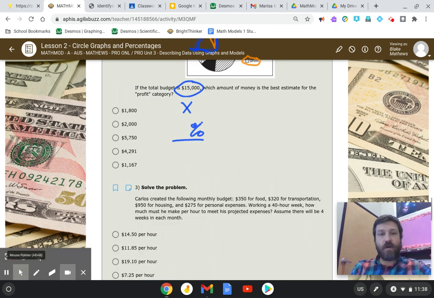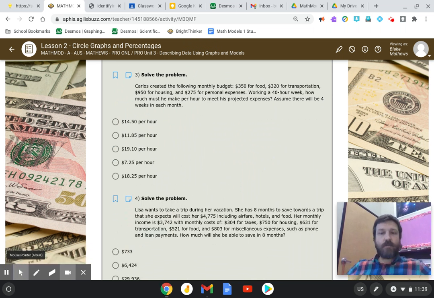Okay, so I got you started on those. The rest of these, I'm going to walk you through the beginning and let you finish it off. It says here, Carlos created the following monthly budget: $350 for food, $320 for transportation, $950 for housing, and $275 for personal expenses. Working a 40-hour week, how much must he make per hour to meet his projected expenses?